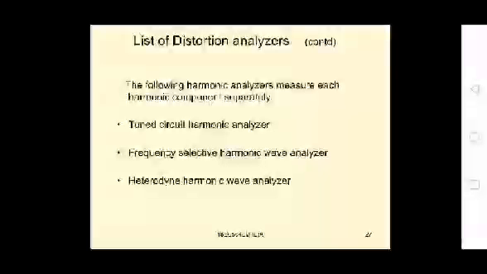The following harmonic analyzers measure each harmonic component separately: the first three, tuned circuit, frequency selective, and heterodyne harmonic wave analyzers. These analyzers measure each harmonic component separately, meaning they measure D2, D3, D4, and so on up to Dn, the distortion caused by each harmonic separately. That is the first three.